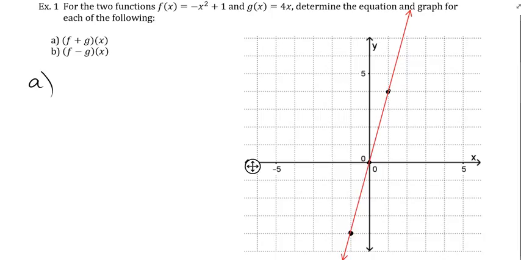Okay, so that one's G, and then F, negative x squared plus 1, so that's a parabola. Hopefully we're all really good at graphing that. Up 1, opens downwards.